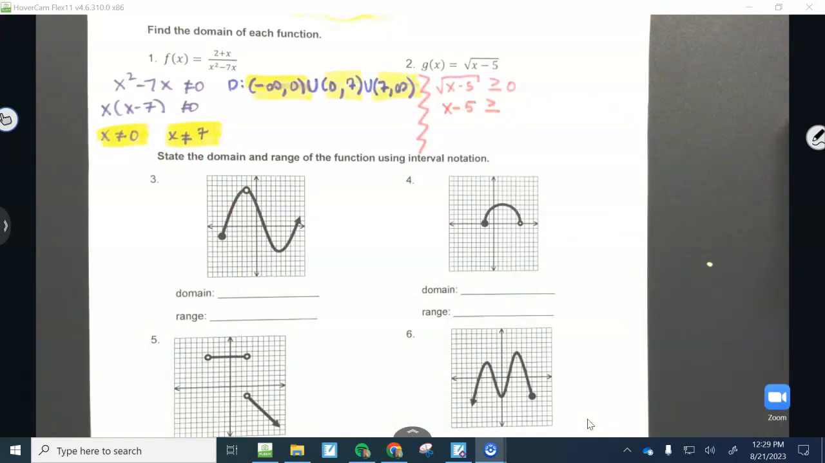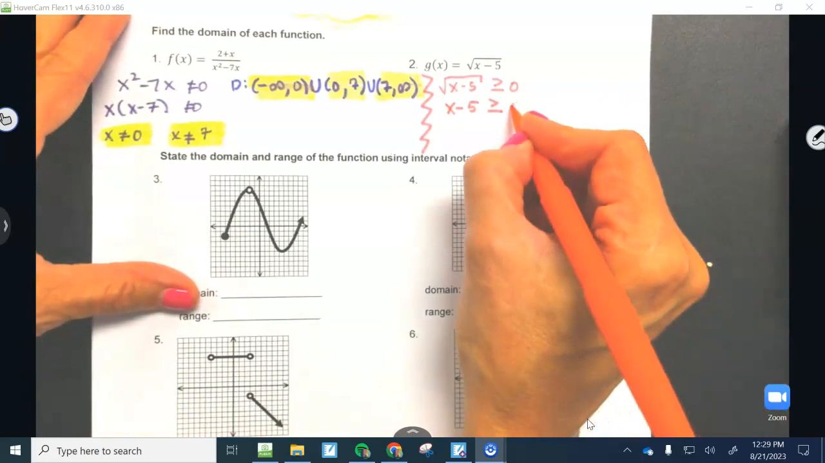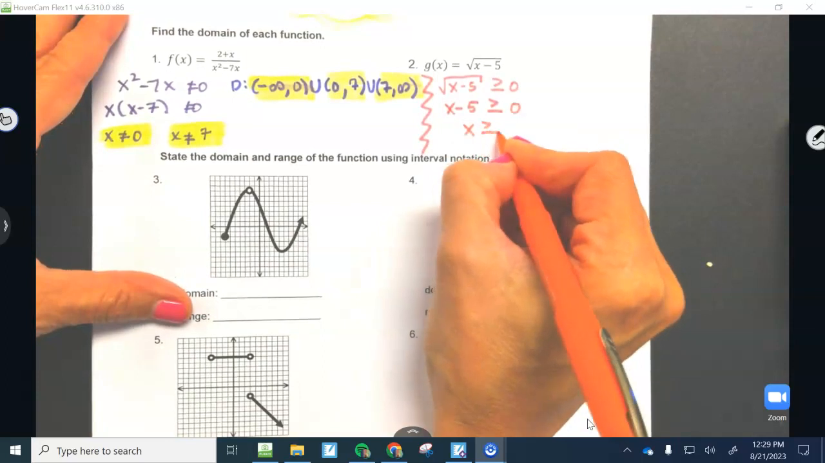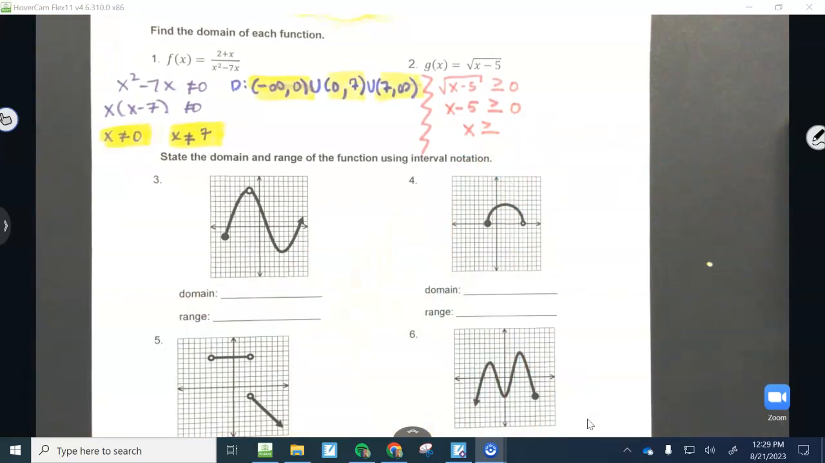0 squared stays 0. We're just going to move the 5 over. If it's negative on one side, then it's positive on the other side of the equal sign. And that's it. But again, we have to write it in interval notation.